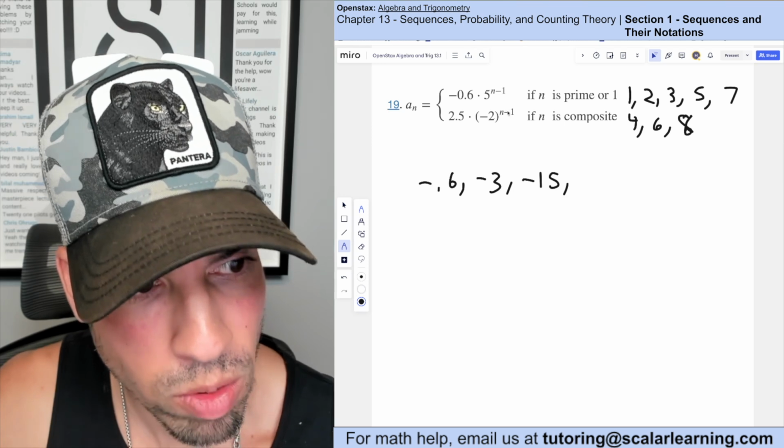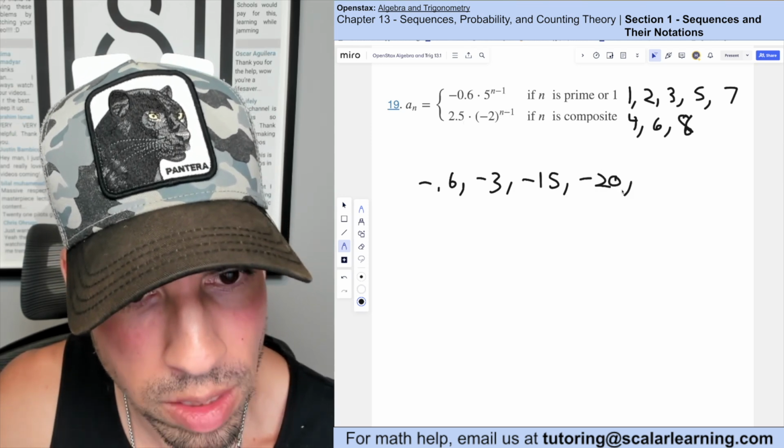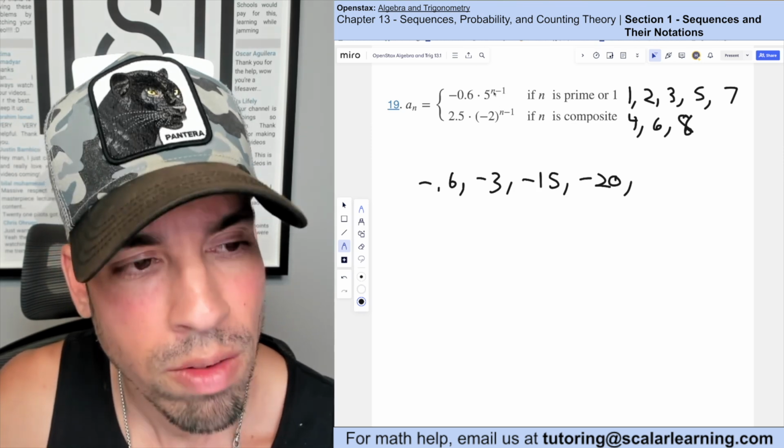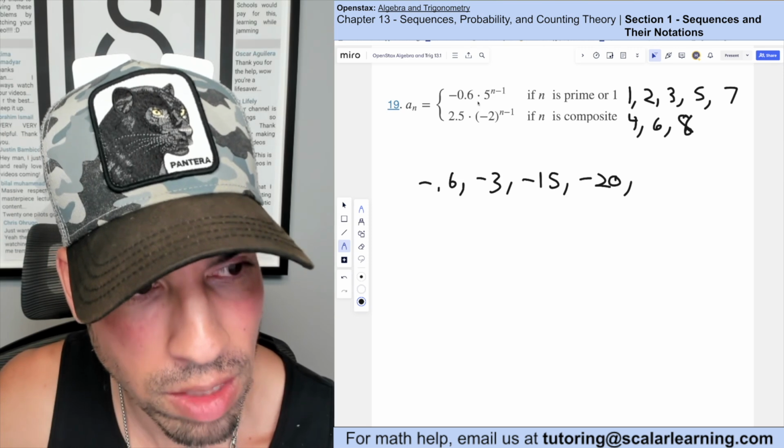Negative 2 to the 3rd power is negative 8. Times 2.5 is negative 20. Then we go back up here with the 5. Plug in 5. 5 minus 1 is 4. 5 to the 4th is 625 times negative 0.6.